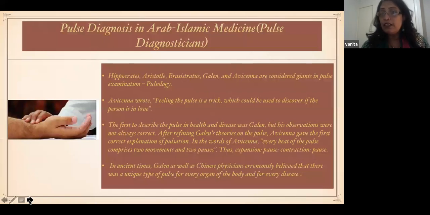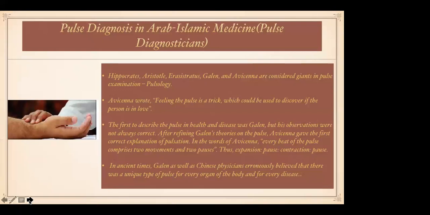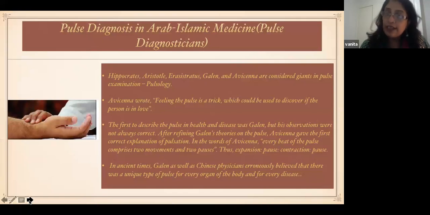And he termed it pulsology. Avicenna wrote, feeling the pulse is a trick which could be used for a person in love. What does that mean? What is a pulse? Pulse is touching, feeling, sensing. It's something that you consciously meditate on, look at the pulse, and feel it. That's why it's called the person who is in love. You can assess that person with love. So love is in the form of a touch therapy. Pulse is a touch, a feeling you take through the pulse.